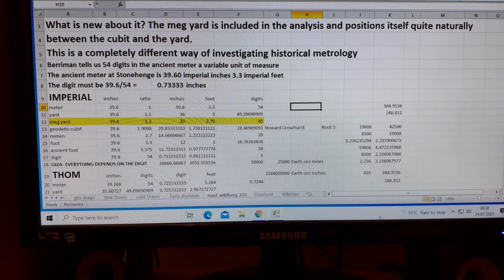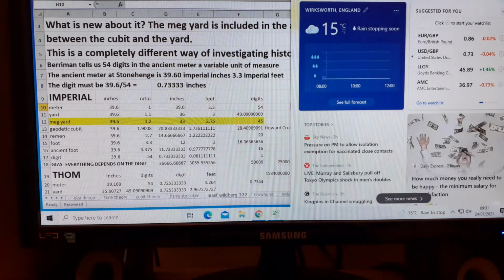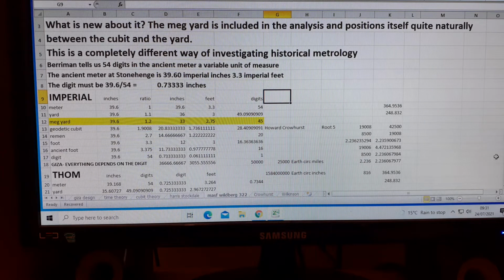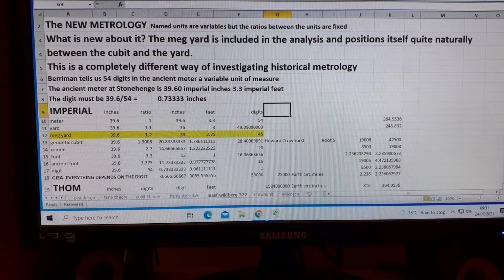It's the 24th of the 7th, 2021, and we're going to look at the Great Giza Pyramid in the context of the new metrology. And what is the new metrology? Named units are variables, but the ratios between the units are fixed. This is a completely different way of investigating historical metrology. It's never been done this way before.